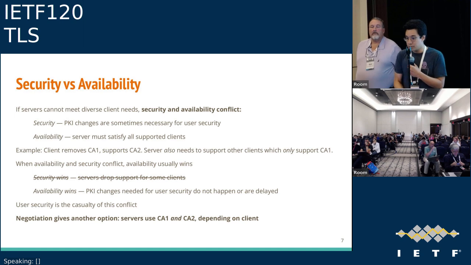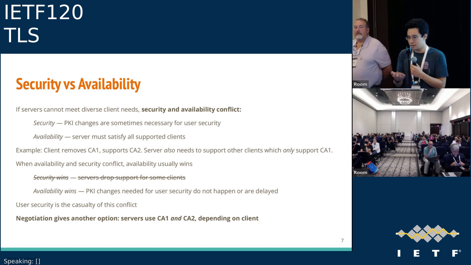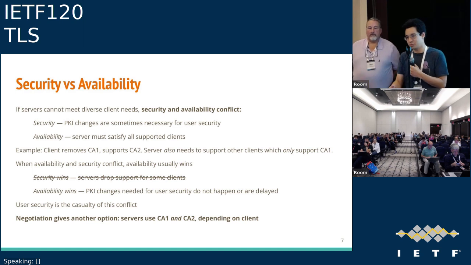If we sacrifice availability, then the servers have to drop support for these older clients. And if we sacrifice security, well, then the PKI changes either do not happen or they take a while, while we wait for the entire ecosystem to catch up, and some of which are, like, constrained IoT devices that will not update. And I think anyone who has worked in this space can tell you when there's a conflict between availability and security, it's availability that wins. And as a result, the casualty of this conflict is user security.